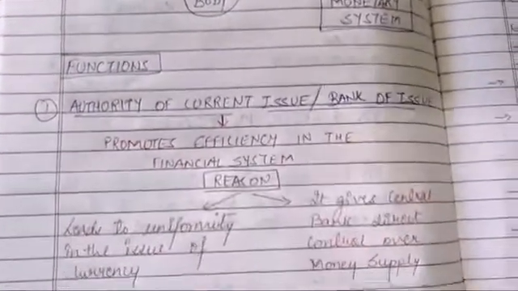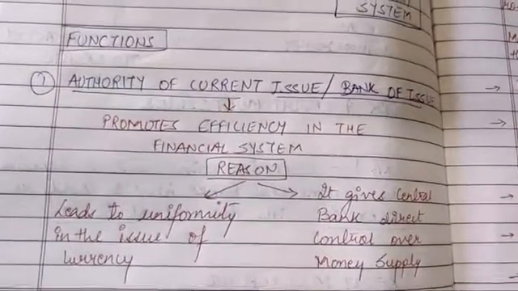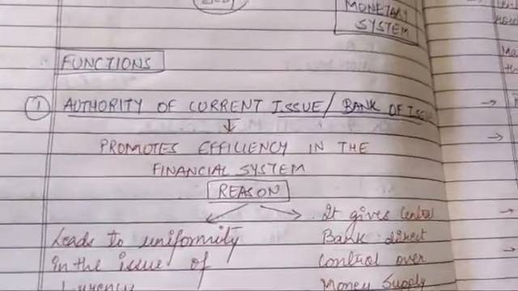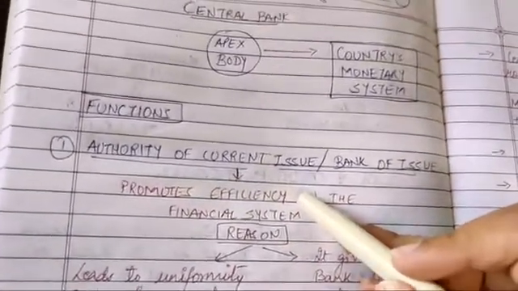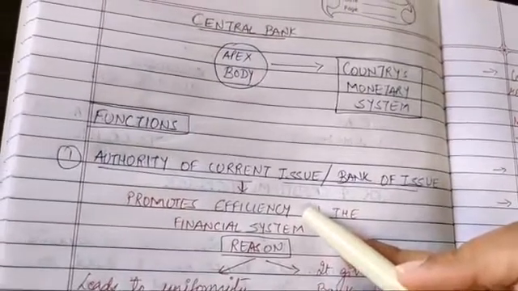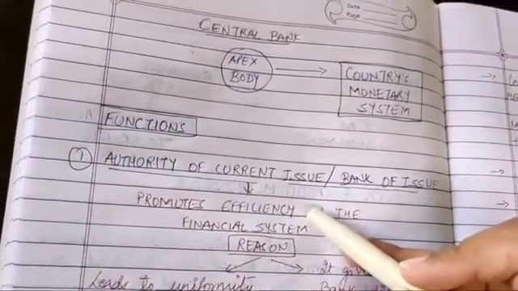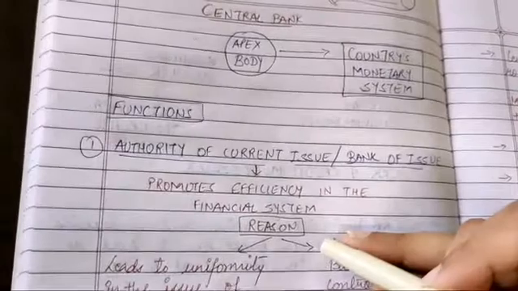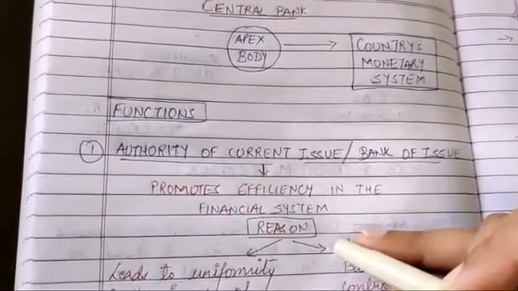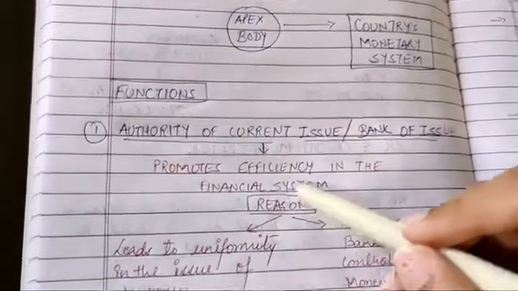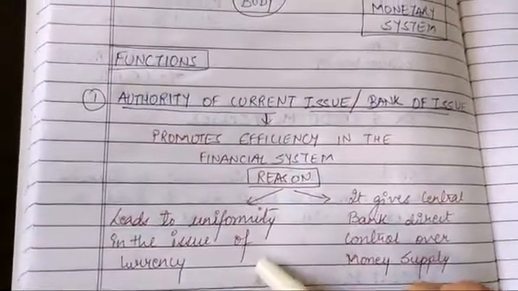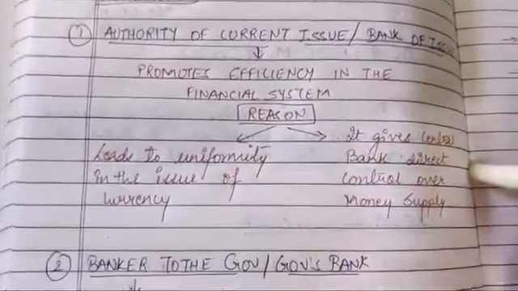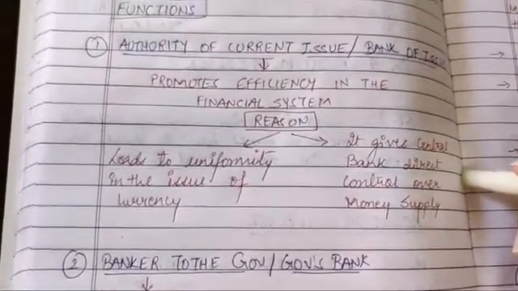Now, when I talk about the functions, the first function is authority of currency issue or bank of issue. Central bank is the sole authority to issue the currency in the country. What happens, it promotes efficiency in the financial system. Basically, with respect to this efficiency, there are two reasons. First, it leads to uniformity in the issue of currency, and second, it gives the central bank direct control over the monetary supply. That was the first function of central bank.